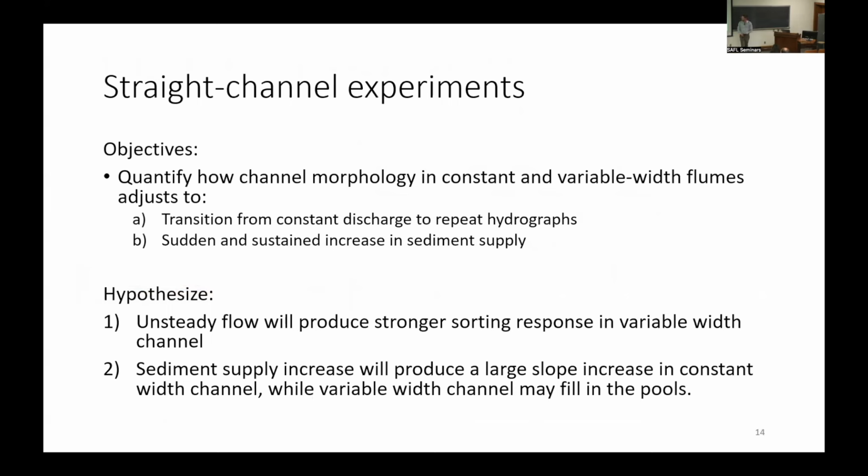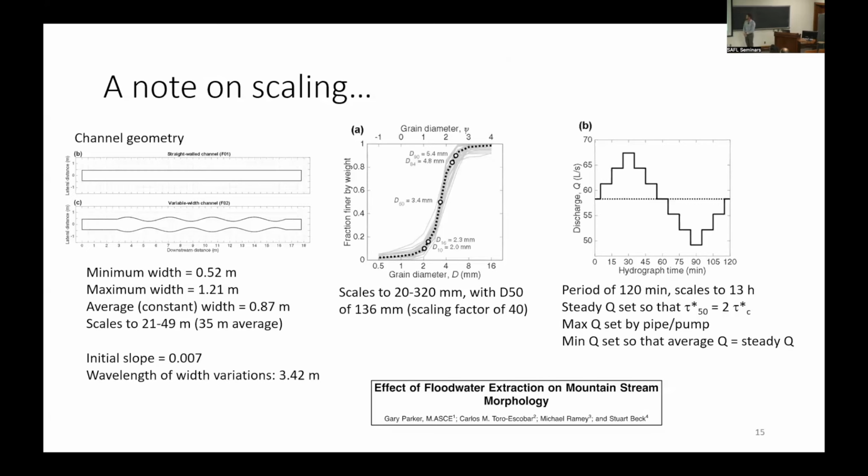So our objectives here were to quantify how the channel morphology in constant and variable width flumes is going to adjust to those impositions of hydrographs and then the increase in sediment supply. Our ideas coming into this were that we would see more sorting response, potentially larger variation in fine and coarse parts of the surface in the variable width channel. And we would mainly see a large slope increase in the constant width channel, but the variable width channel would likely have bed forms that might adjust their dimensions in response to this sediment supply increase. Those were our ideas coming in.